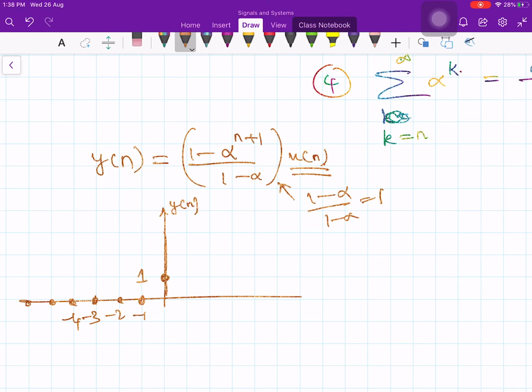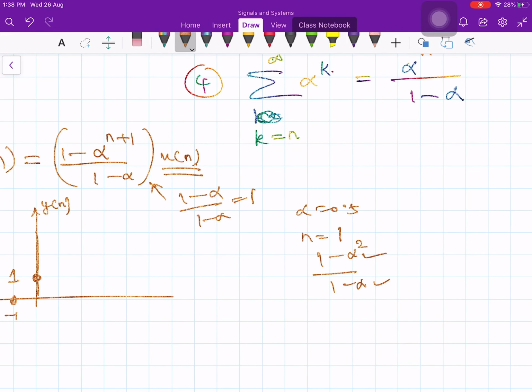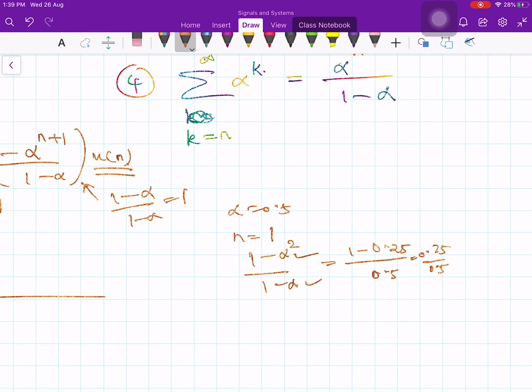Okay, now let us assume alpha is equal to 0.5. When n equals 1, then 1 minus alpha square divided by 1 minus alpha. The numerator will be 1 minus 0.25 divided by 1 minus 0.5. So 0.75 divided by 0.5. If you solve it, you will get 3 by 2, right? You will get 3 by 2.